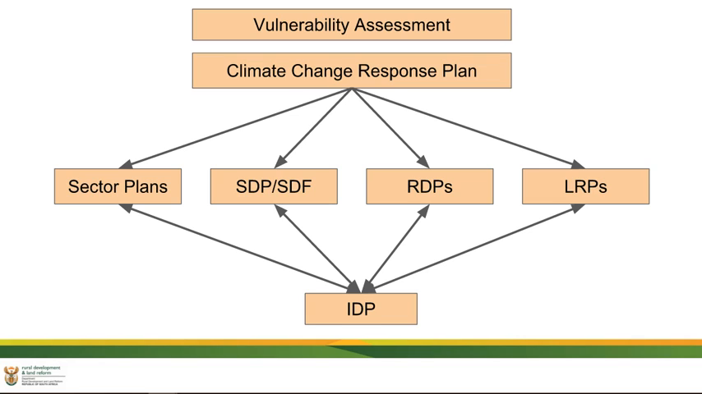So the broad process is firstly to complete a climate change vulnerability assessment, secondly develop a response plan, and thereafter ensure that the key climate change issues are reflected in your spatial plans and from there integrated into the IDP. The implementation and revision of the climate change response plan then becomes a part of the IDP revision process.